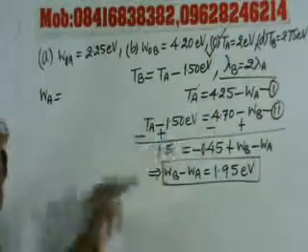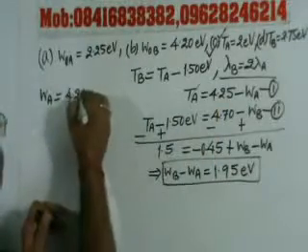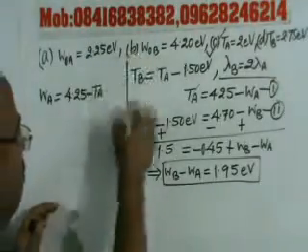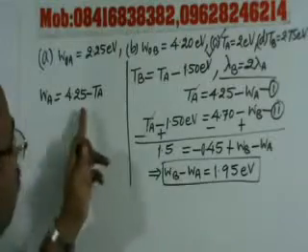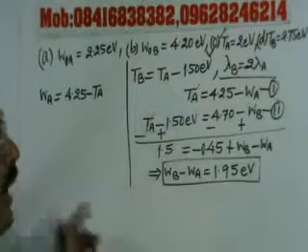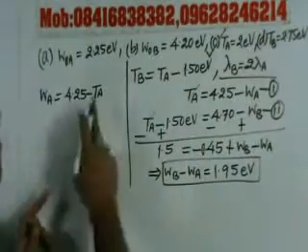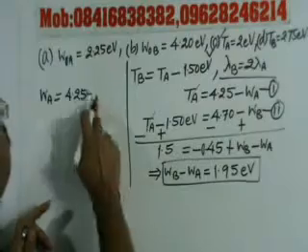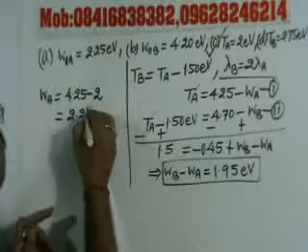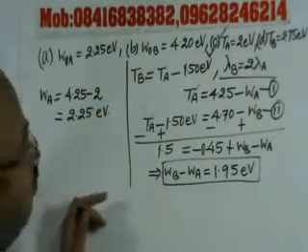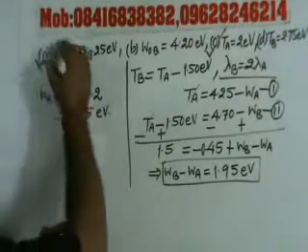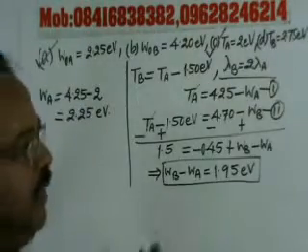Wa is equal to 4.25 minus Ta, and we know the value of Ta. What is the value of Ta? This is 2 electron volt. So we can write this as 4.25 minus 2, which will be equal to 2.25 electron volt. So Wa is equal to 2.25 electron volt. So this option A is also correct, right?